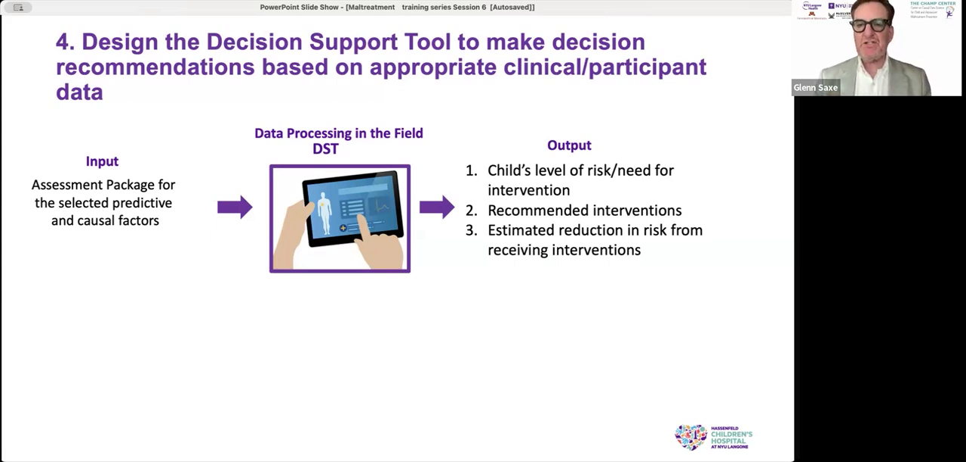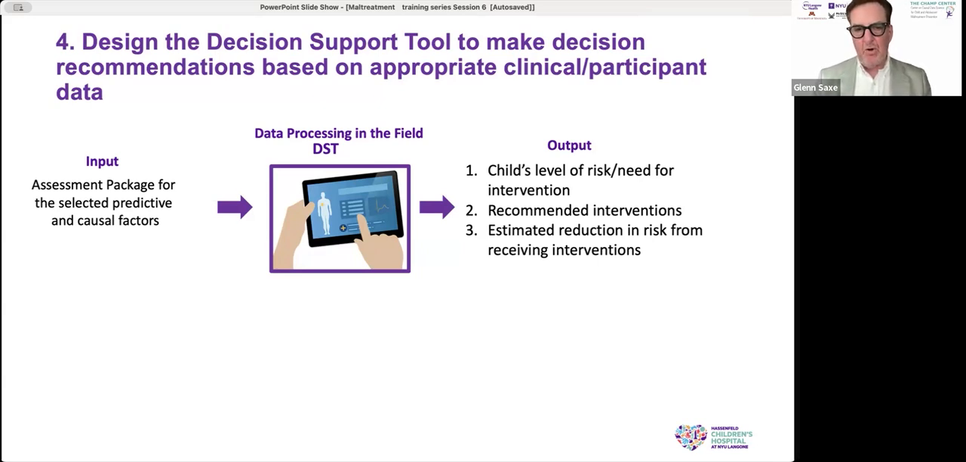What interventions should be recommended? And it would spit out, for the information the child and family provided, what interventions would be recommended, and then it spits out the risk without intervention. What is the reduced risk you would get through the interventions that are recommended? And again, this is the sort of tool that we're aiming for.